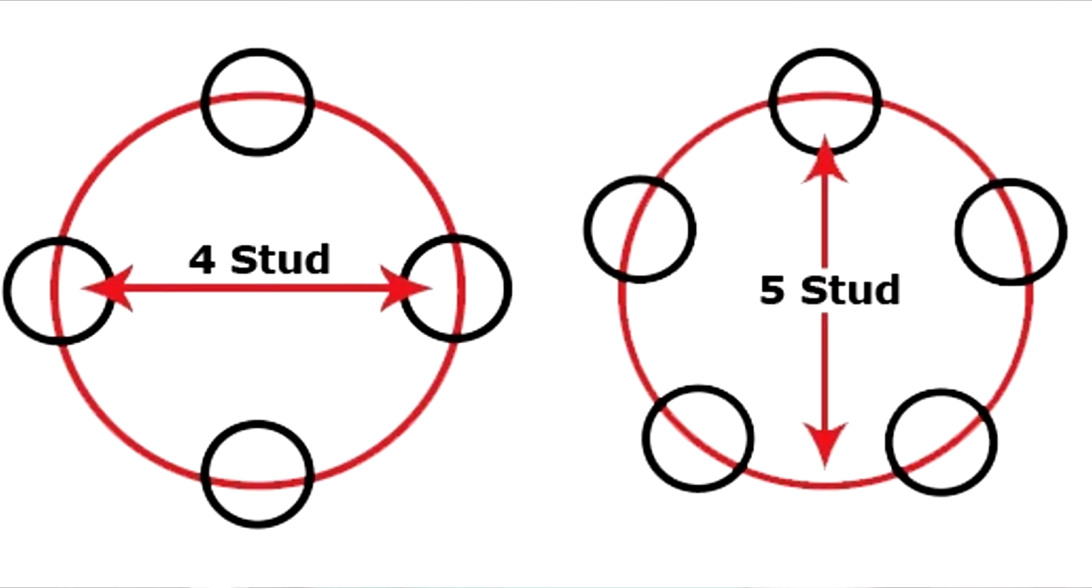The way that number is measured is the 5 of that number is how many studs there are. So if you see 4, there's only 4 studs. If you see 5, there's 5 studs, 6 studs, and so on. And the larger number, the 115, imagine you draw a circle through all the studs: that is the diameter of that circle.